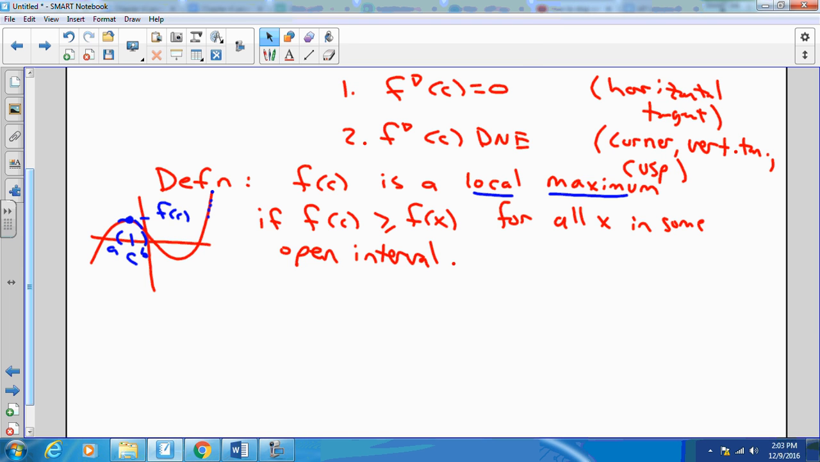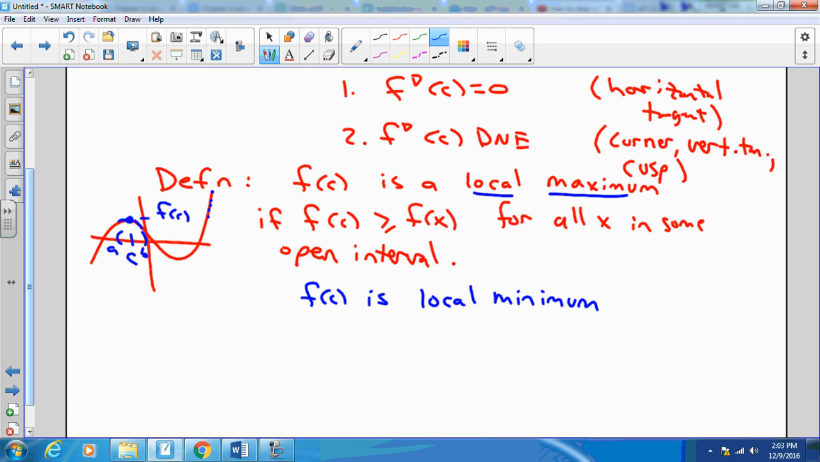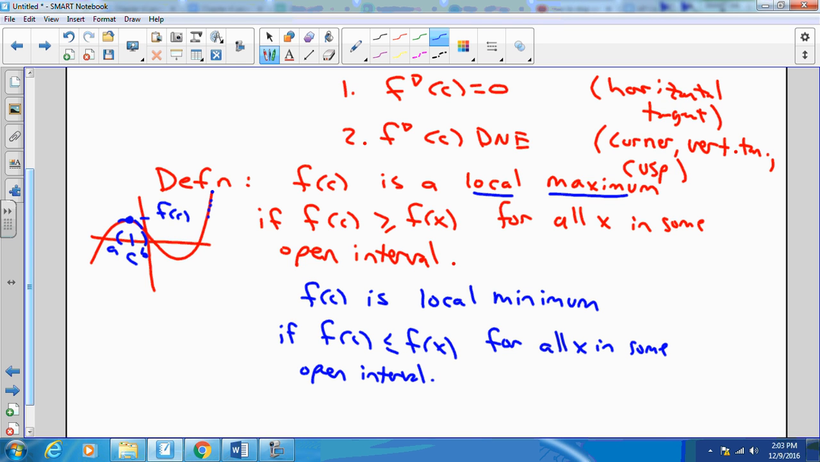So there's our definition. Now, likewise, we're going to say that f of c is a local minimum if f of c is less than or equal to f of x for all x in some open interval. And in particular, you can see that this point right here, let's call this D, and this value would be f of D. F of D is a local minimum because it is the smallest value in its neighborhood. And observe also that f prime of D is equal to 0. We've got a horizontal tangency right there as well.